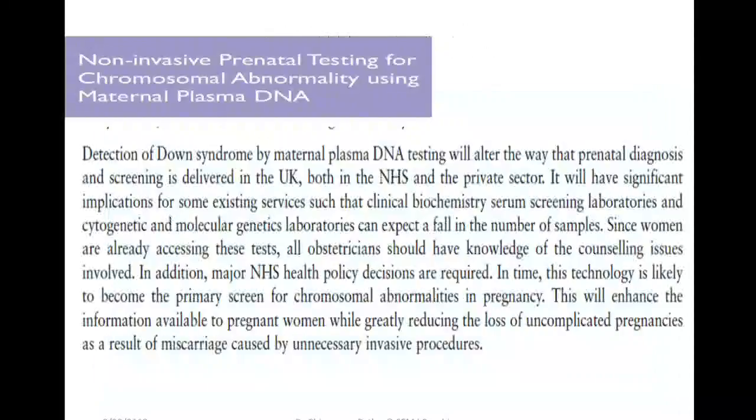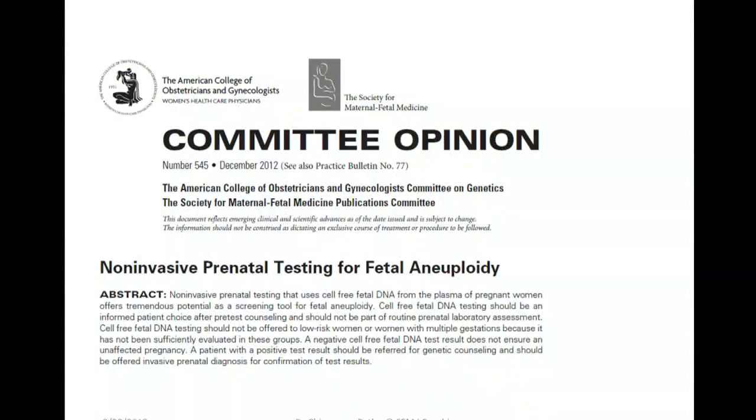So, the early scientific statements that were made by governing bodies like the RCOG, when cell-free fetal DNA became available as a commercial service to the general patient, said that they thought this is going to change the way prenatal diagnosis and screening is delivered in that country, both in the NHS as well as in the private sector, and the acceptance and the availability has consistently increased over the past few years.